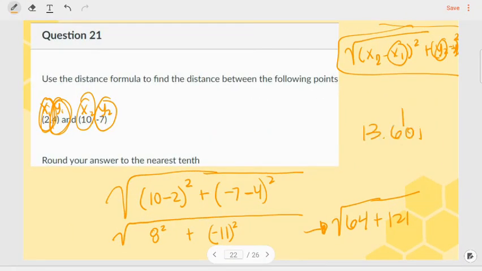Round to the nearest tenth. I draw my line after 1 decimal place. That 0 is not enough to make my answer round up, so my answer is 13.6.